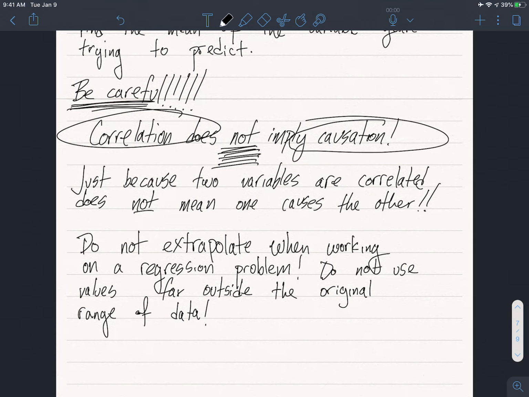But then I'm asked to predict the GPA of someone who makes $1 billion every year. Well, that $1 billion every year is probably really, really far outside the range of my original data, which is my students. I'm not going to expect anyone close to making $1 billion is in my class, in my original range of data. And so if I started to use that $1 billion in my regression equation, that's extrapolation.